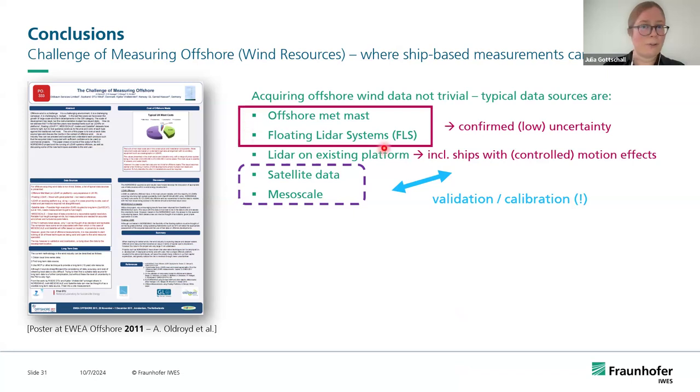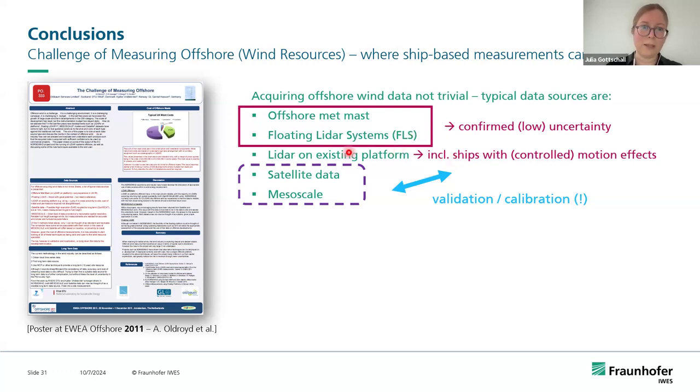What we have seen before and what we really believe in: we do have a confirmed low uncertainty of both the offshore met mast and the floating lidar systems. And just to emphasize this again, we do believe that the floating lidar systems do meet the met mast accuracy. So when we talk about buoys, they are able to replace met masts for the purposes of offshore wind. I remember the time when we started working with floating lidars, we were kind of surprised, because we really were not expecting that it's so straightforward to get rid of the motion effects.